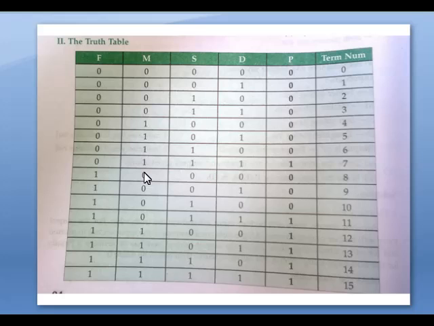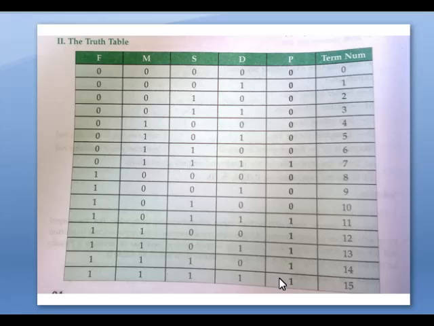Here only father, so the output is 0. Here father and daughter, so the output is 0. Here father, son, so the output is 0. Here father, son, daughter, output 1. Father and mother are 1, so the output is 1. Father, mother, daughter, so the output is 1, because father and mother are already there. Father, mother, son, so the output is 1. All are 1, so the output is 1. Like this, you have to draw the truth table.